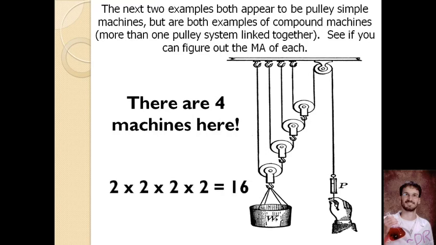So we would multiply each of their mechanical advantages together. So this one, for example, this rope and this rope are holding up the weight or the mass, so mechanical advantage of 2. And the same thing for the rest of them. 1, 2, 1, 2, 1, 2. So 2 times 2 times 2 times 2 is again 16.